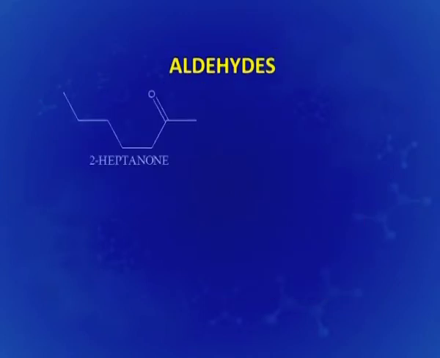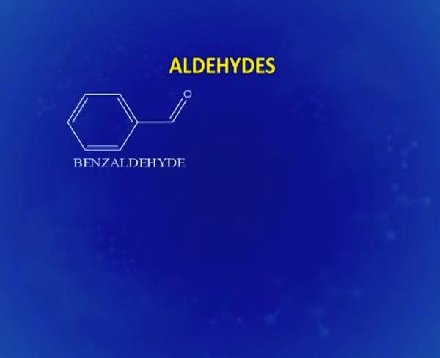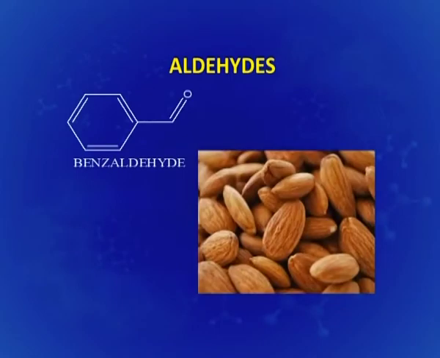And the next one is 2-heptanone. It is also known as blue cheese. Usually we are using it in pastas as well as pizzas. And the most important as well as the healthy compound is benzaldehyde, that is isolated from almonds. These are the dry fruits which normally we are using for health purposes.